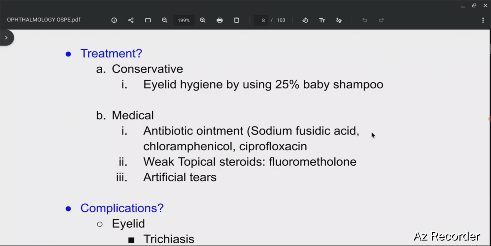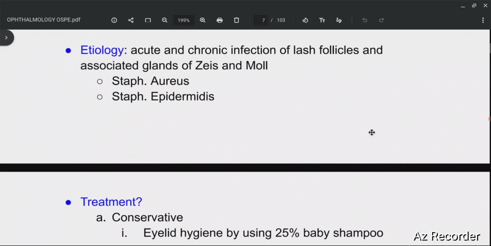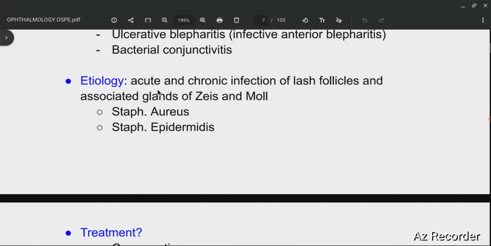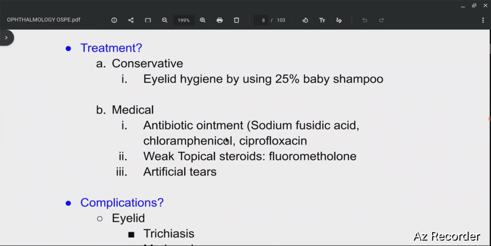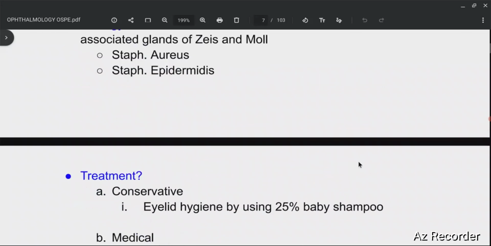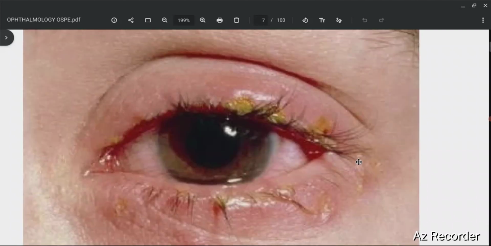Then we have medical treatment, in which we like to provide some antibiotic ointments. Obviously, we have the etiological factors, bacteria, okay? Bacteria are the etiological factors. So we will like to give antibiotic ointments against these bacteria, which are sodium fusidate, very important, chloramphenicol, and ciprofloxacin as well. Then topical steroids, fluorometholone. Okay, why steroids? Why are we prescribing steroids? This is very important, and you need to understand this.